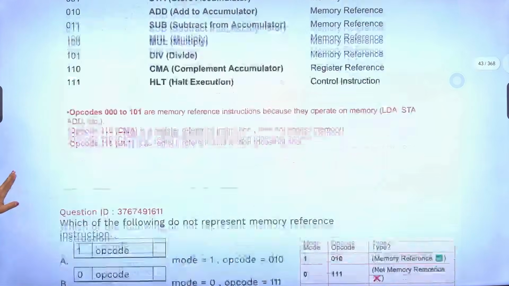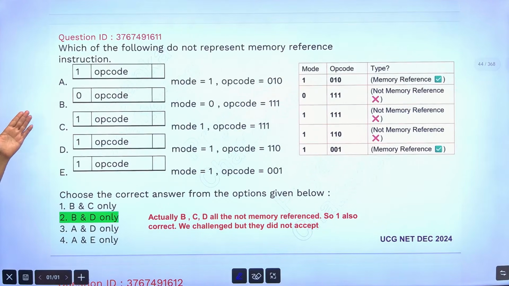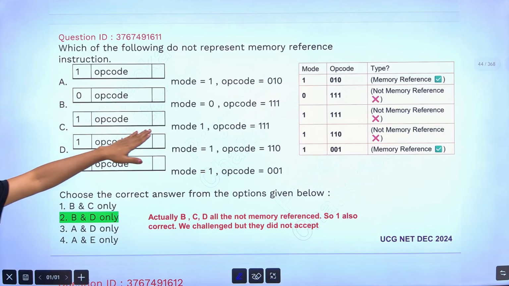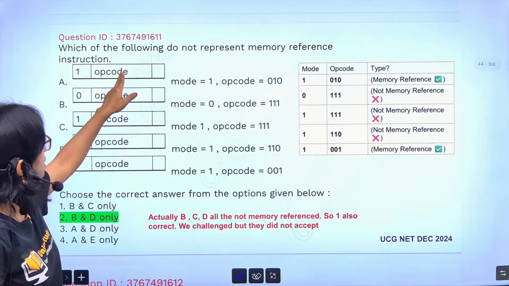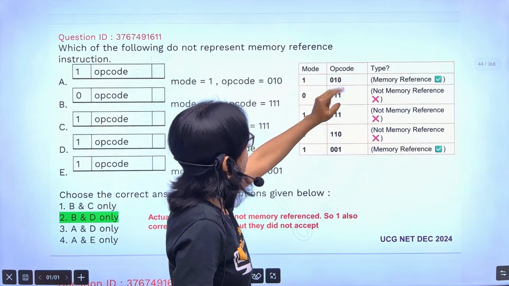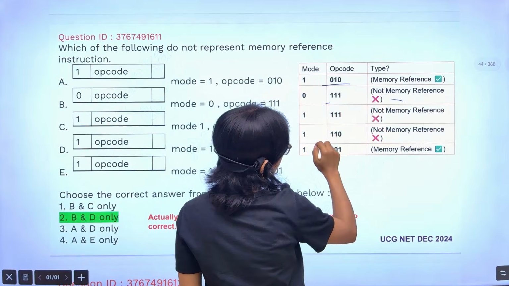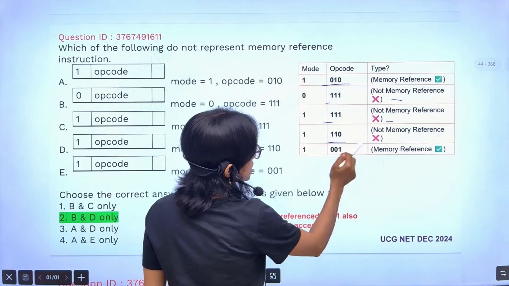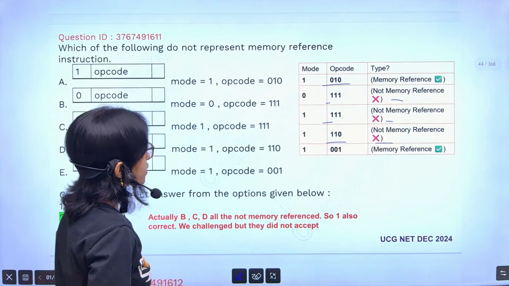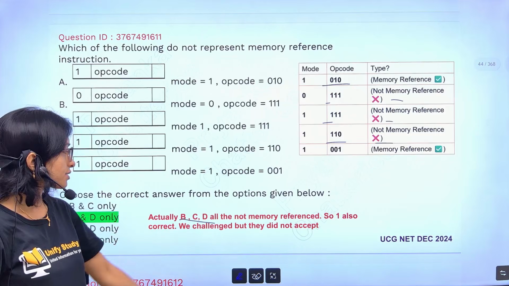Now come to the question, now we will understand. Whatever question was there, here opcode and modes are given. You can see mode 1, opcode 010, so it is a memory reference. This is not memory reference, this is also not memory reference, this is also not memory reference. So actually the correct answer should be B, C, D.